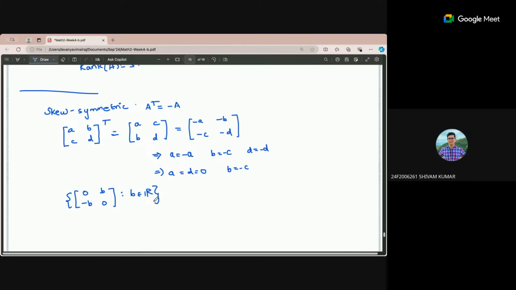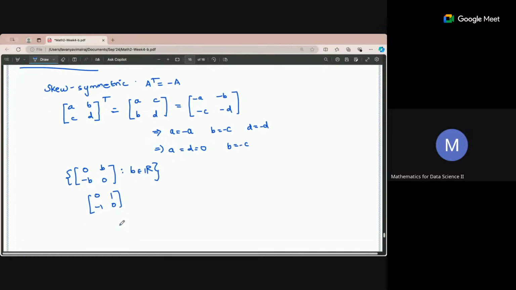Yes, it is a subspace. What is the dimension of this subspace now? 1. And the basis is given by 0, 1, minus 1, 0.